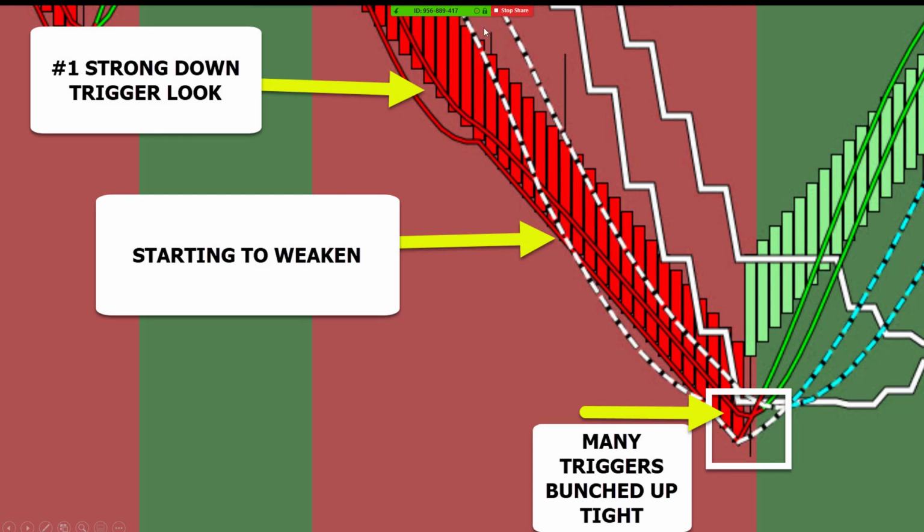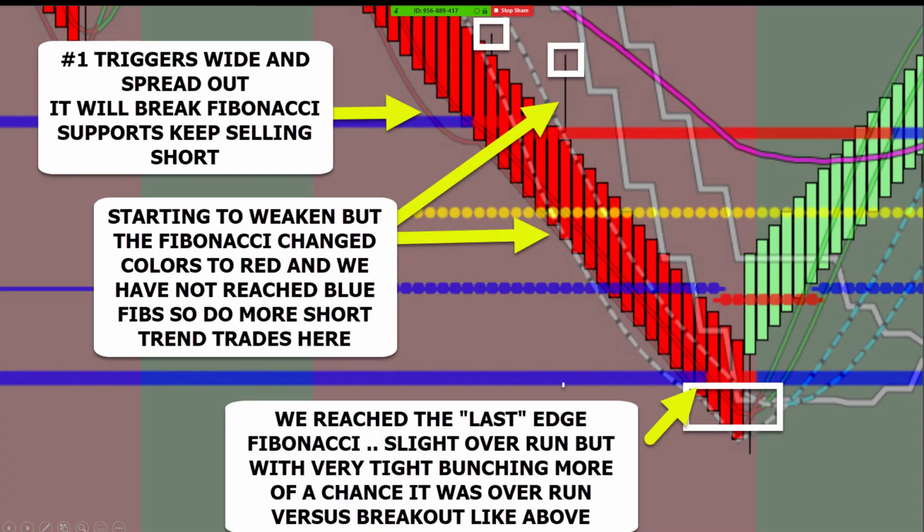So look how easy, George. Strong number one triggers, you're going short. Triggers starting to weaken, you read your fibs, and then triggers coming together. Look what happens. This is the typical look of a day. Number one triggers wide, you're going short, you're going to make some money. Triggers get inside, but the fib resistance says you can do more short, you're going to go short again. And then ultimately, when you get to the last fib support, which we call edges, we have a slight overrun, but this is typically where we do counter trend trades to go the other way.